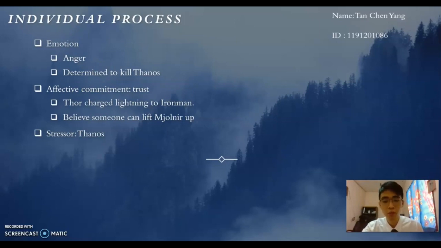Next, Thor believes someone can lift up the Mjolnir. This can be proven where Captain America is able to lift it up.